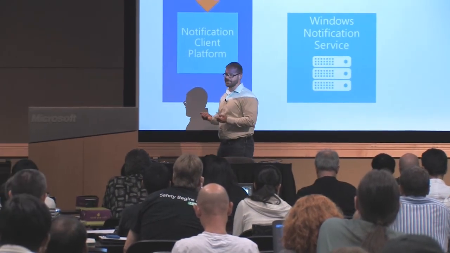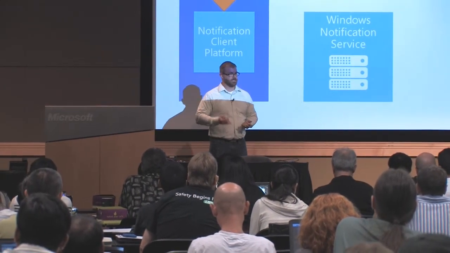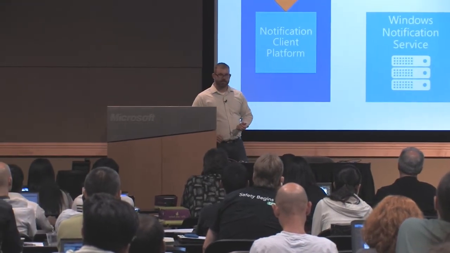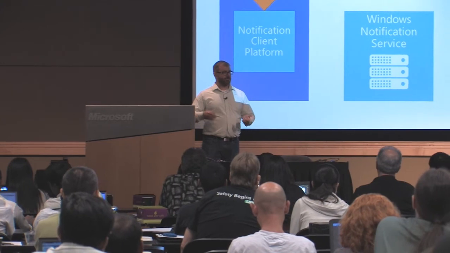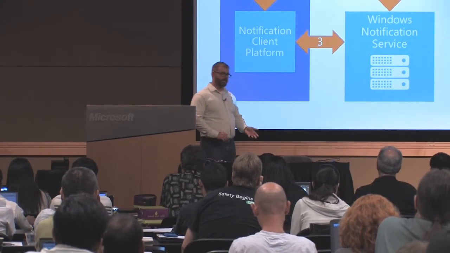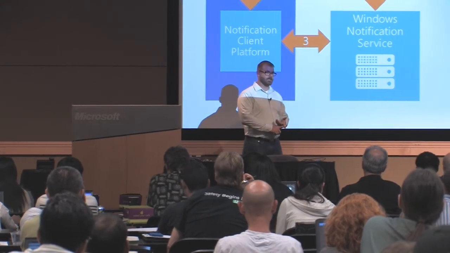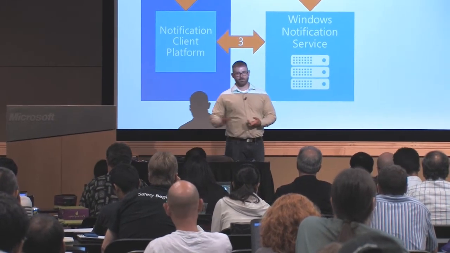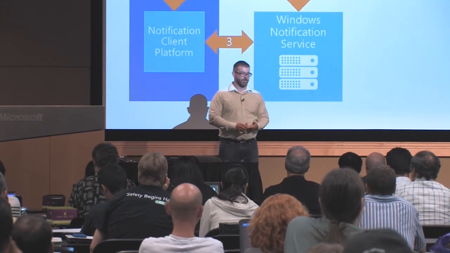My service then has to store that association, has to store the channel, has to store what that channel means, so that later on when it wants to send a notification, it knows who to send it to. So let's say I want to go and send. The first step I need to authenticate myself to the Windows Push Notification Service. We'll talk a little in a minute about how that authentication works.